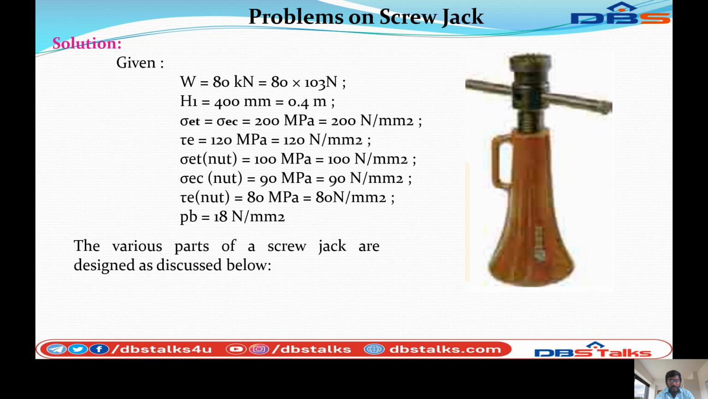So the various parts of this screw jack are designed as discussed below. We can discuss it one by one, the various parts of this screw jack.